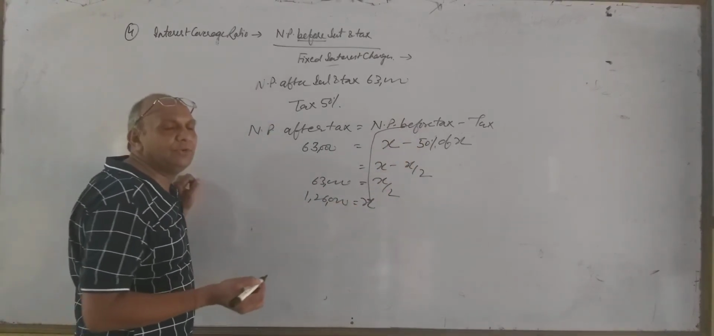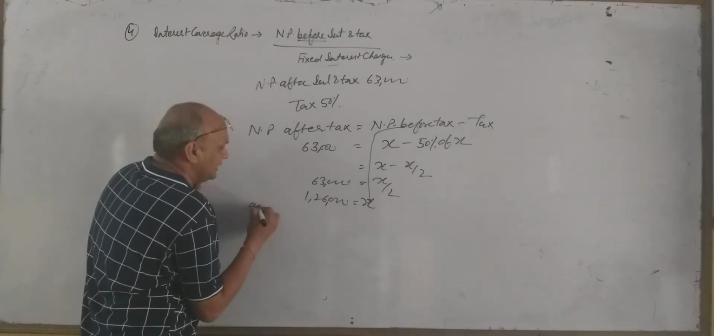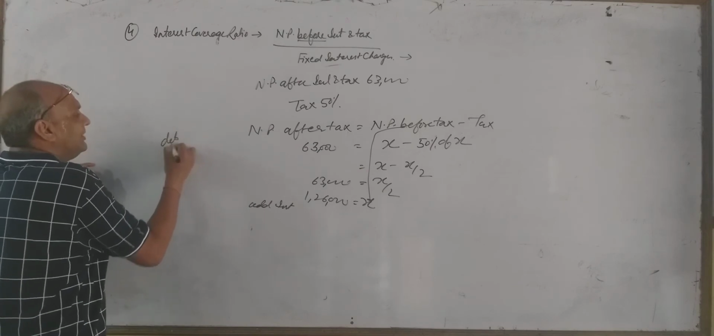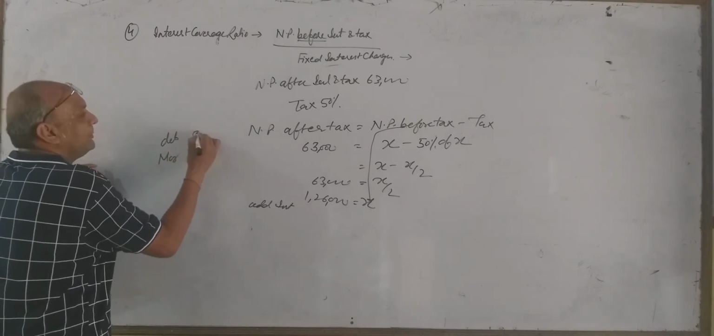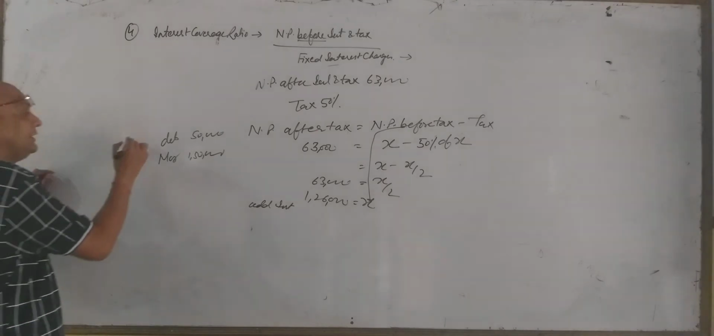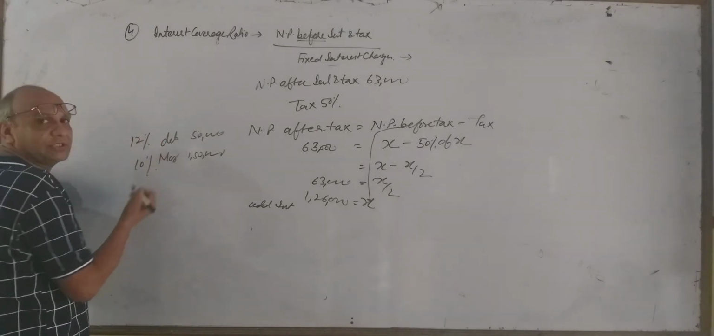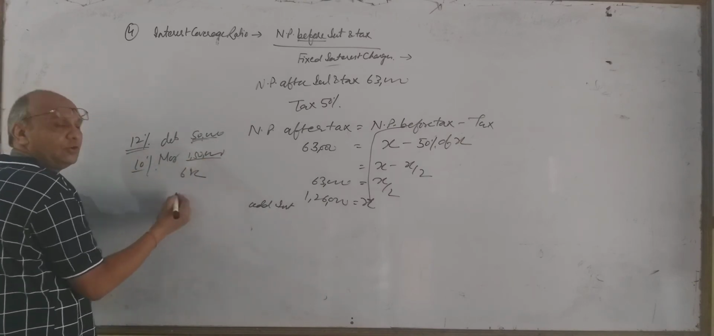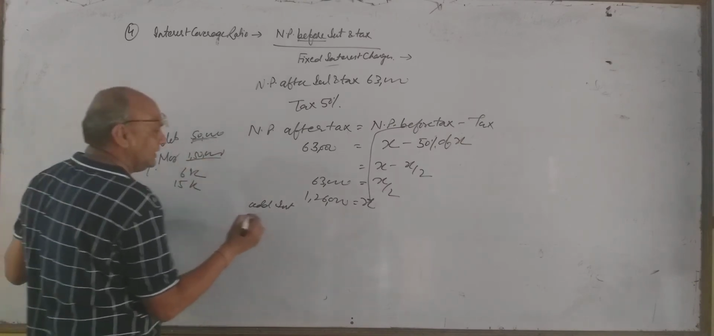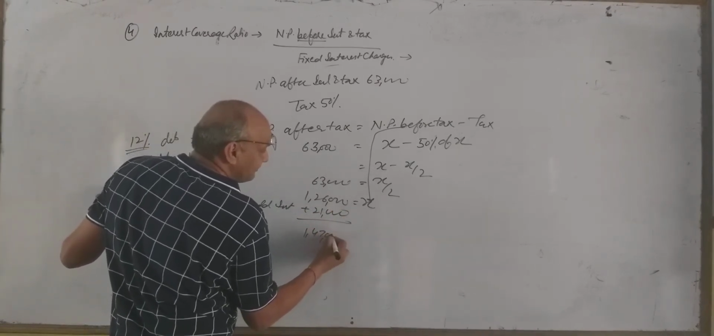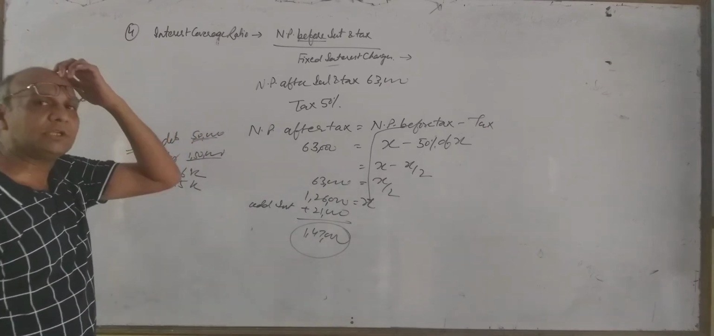Now what do we need? We need to add interest to it. For interest we have given two items, debenture and mortgage loan, 50,000 and 1,50,000. Now the rate of interest is also given over here. Here it is given 12%, here it is given 10%. So 12% of 50,000 becomes 6,000 and 10% of 1,50,000 becomes 15,000. So let us add, 21,000. So our net profit before interest and tax comes to 1,47,000.